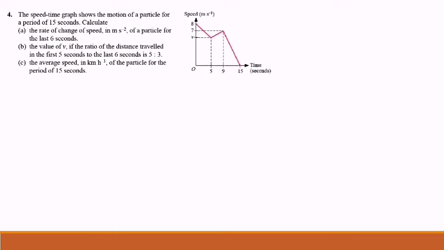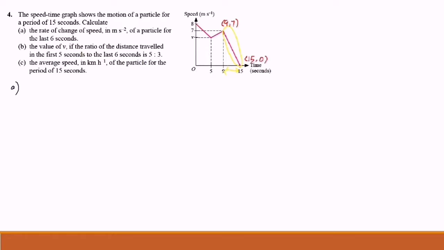Now we discuss question number 4. The speed-time graph shows the motion of a particle for a period of 15 seconds. Calculate A. The rate of change of speed in meter per second square of the particle for the last 6 seconds. For the last 6 seconds is here. So the rate of change of speed, we need to find the gradient of this part. Find the coordinate. This is 9, 7. The coordinate of this point is 15, 0.